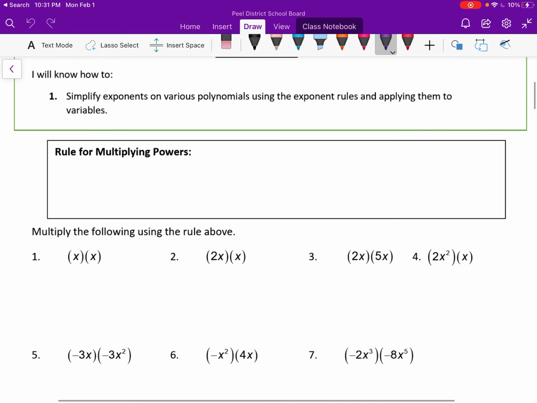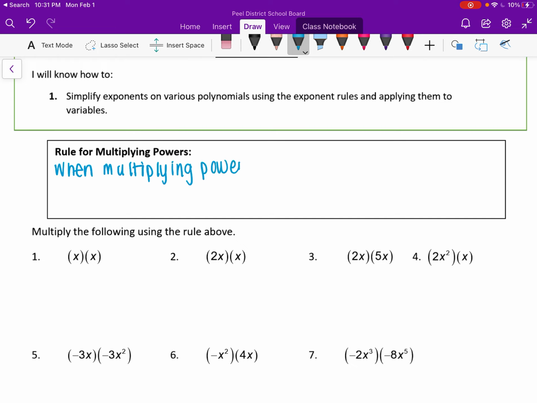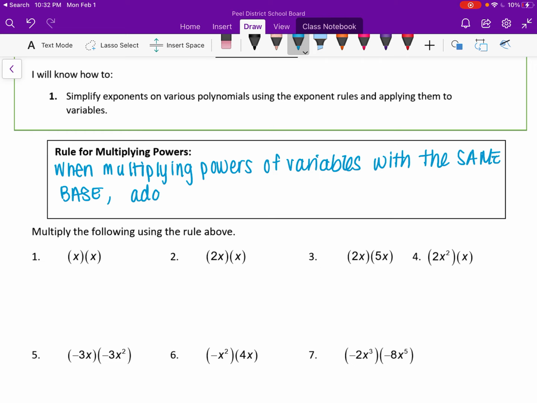From the investigation yesterday, you remember that when you're multiplying powers, you are going to add the exponents together. So when multiplying powers of variables with the same base, and you remember that it needs to be the same base, add the exponents together.